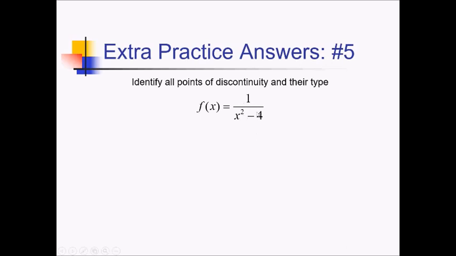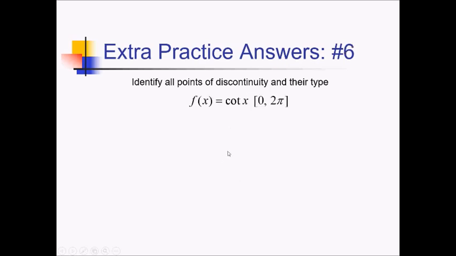That's going to be x plus 2, x minus 2. And anything that cancels out a common factor is going to give us the possibility of having a hole. Since nothing cancels out here, the things that zero out my denominator, negative 2 and positive 2, are both going to be asymptotes, infinite discontinuities.